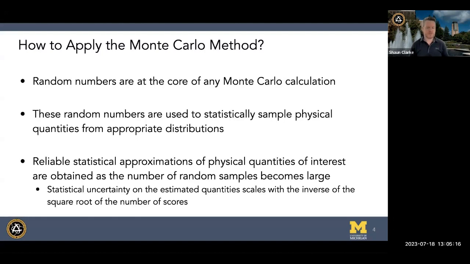And if you do this a large number of times, you can produce a reliable statistical approximation of those quantities. Furthermore, the uncertainty on those estimates can also be estimated using Monte Carlo. So it provides not only a physical estimate, but also an associated statistical uncertainty.